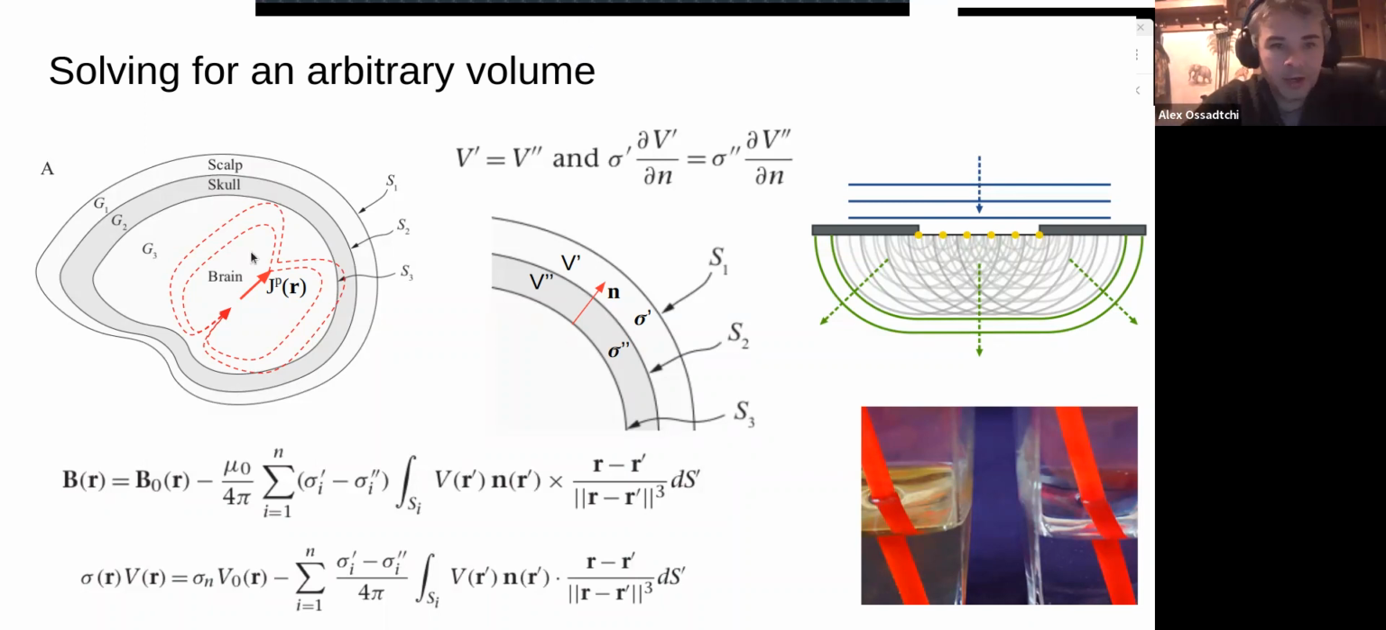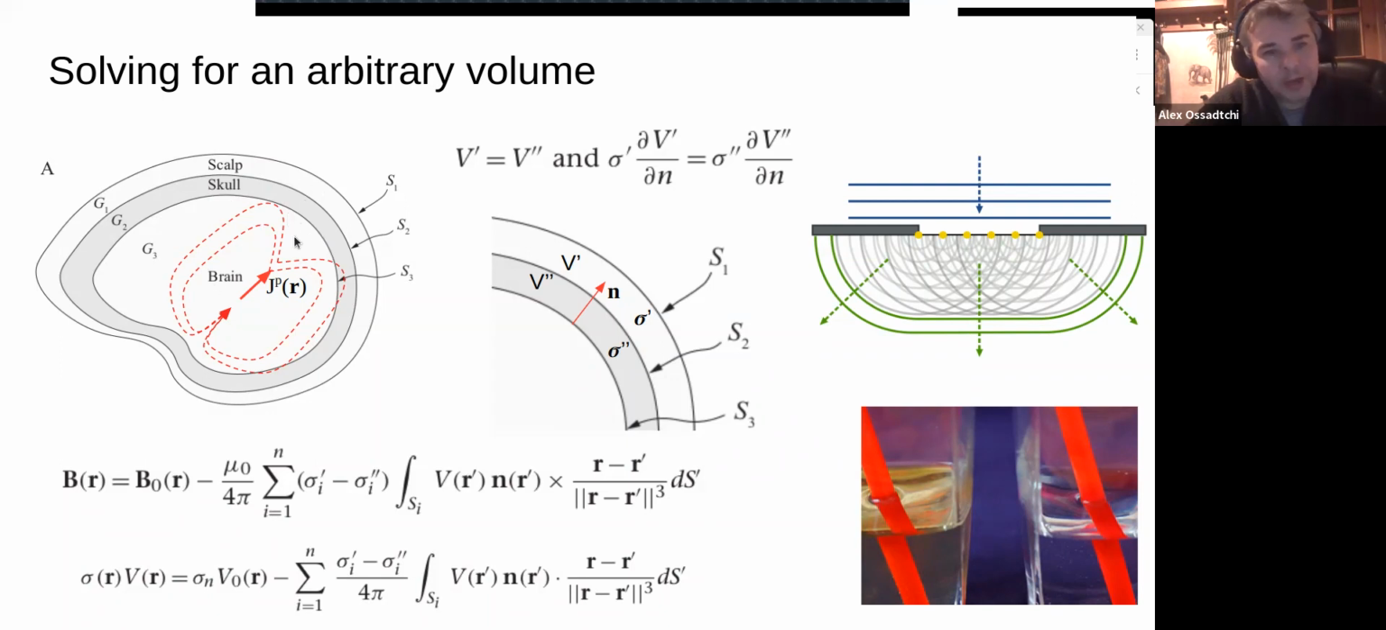The same here. Our current is flowing. It's hitting the boundary between very well conducting media, which is inside the skull, and the skull itself, for instance. The skull is poorly conductive media. Most of the current will reflect from it, based on the same laws as in optics. It will simply reflect from it.